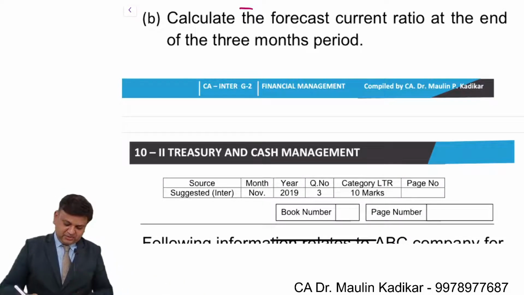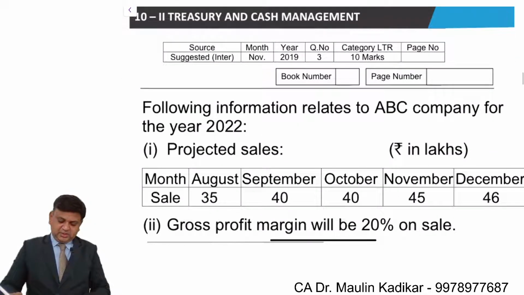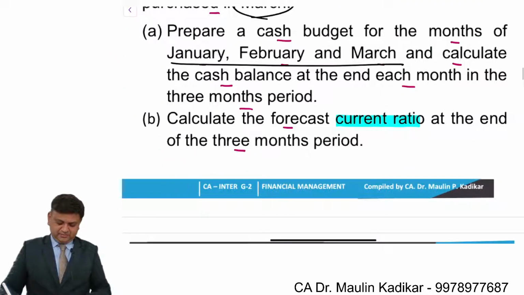B part of the question. Calculate the forecast current ratio at the end of the 3 months period. That is the question. Dear students, this question was asked in the intermediate examination of November 2019 as question number 3, and it was carrying 10 marks weightage.